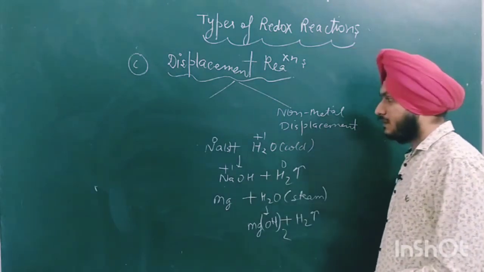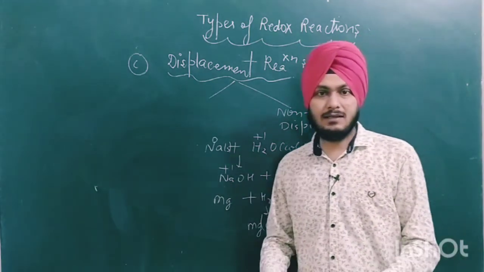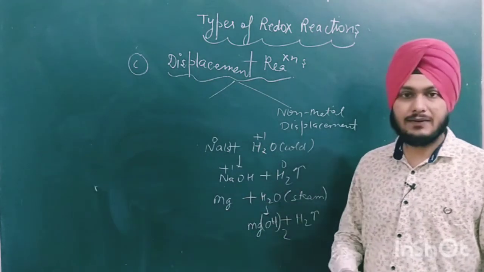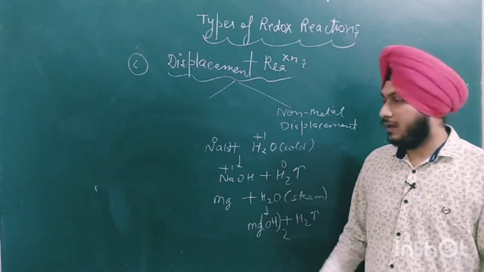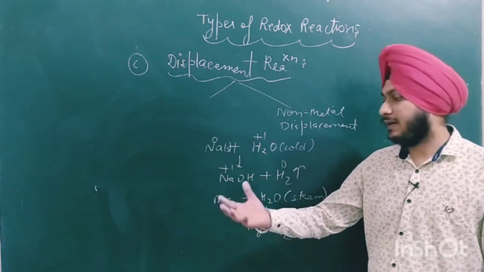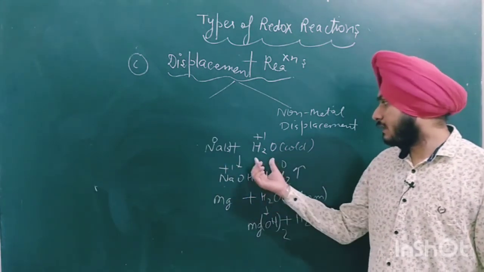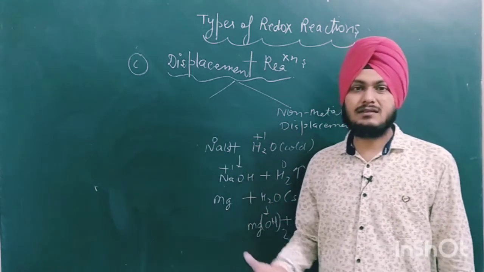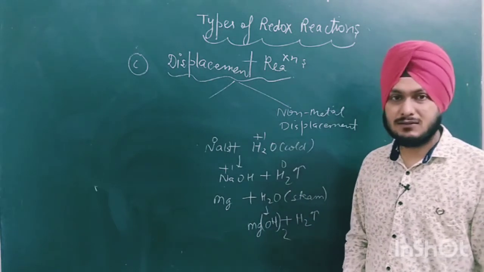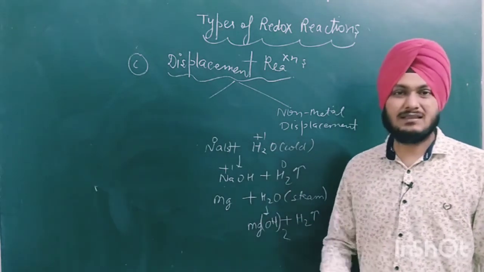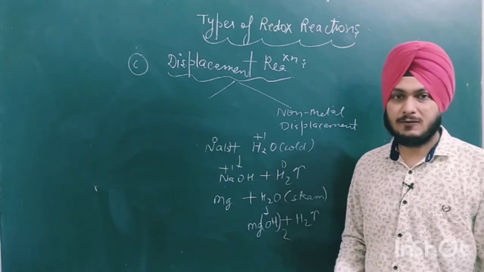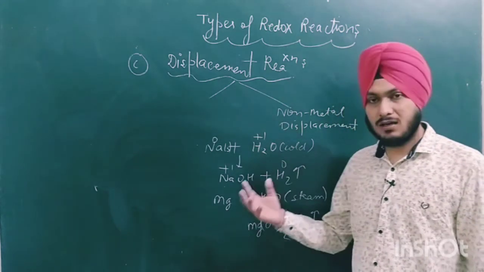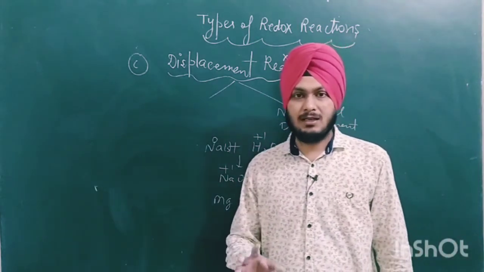Iron is also less reactive. So we can easily compare the reactivity just by reacting metals with water. The metals which are highly reactive can easily convert water into hydrogen and liberate hydrogen gas. In case a metal is less reactive, then it is not easy for it to displace hydrogen gas.